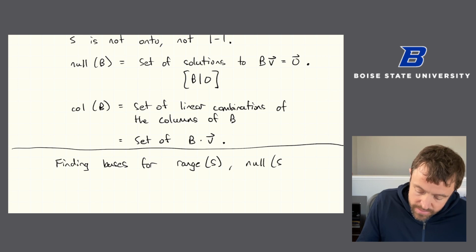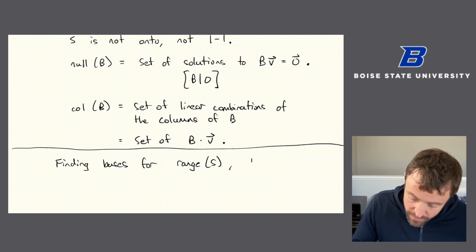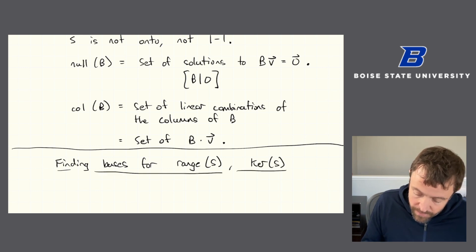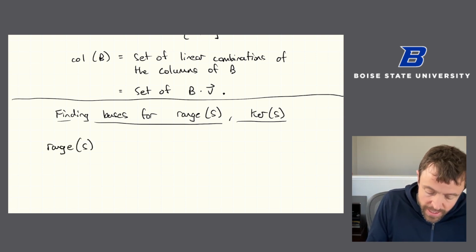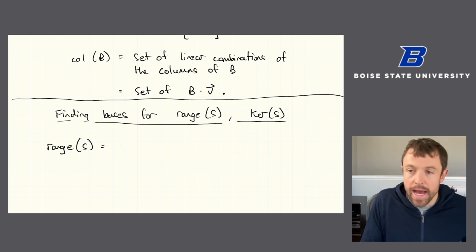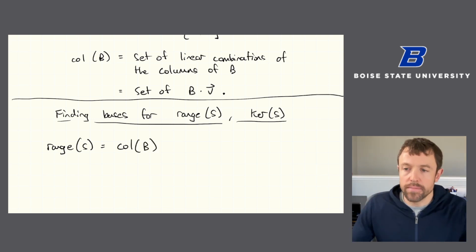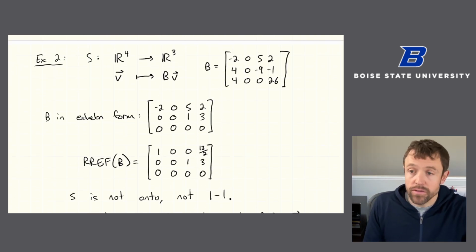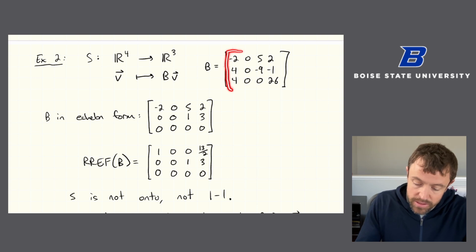the null space, not calling it kernel, I want to be consistent. Kernel of S. Well, the range of S is the same as the column space of B. How do we find the column space of a matrix? We convert the matrix into echelon form or reduced row echelon form. We identify the pivots, and we take the vectors in the pivot columns in the original matrix.